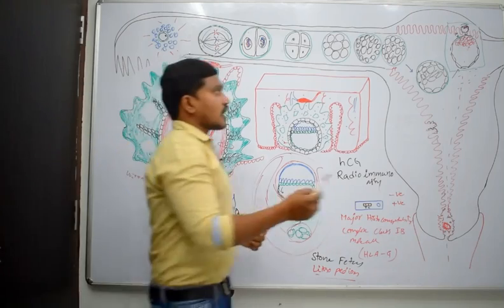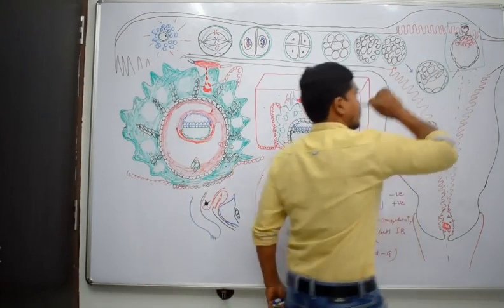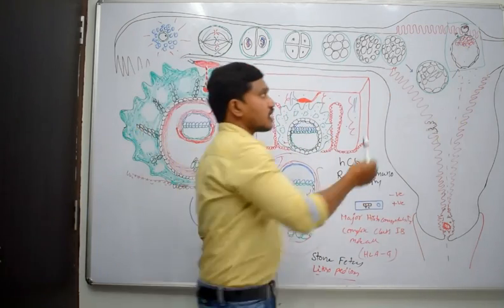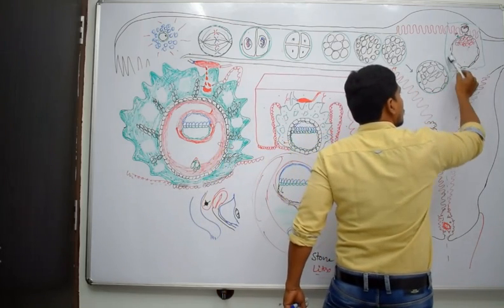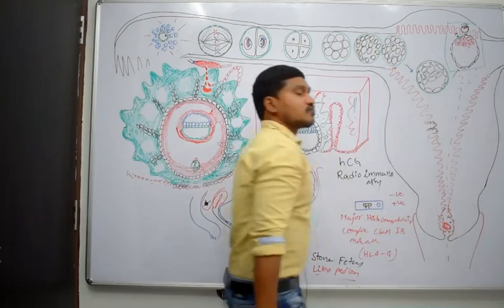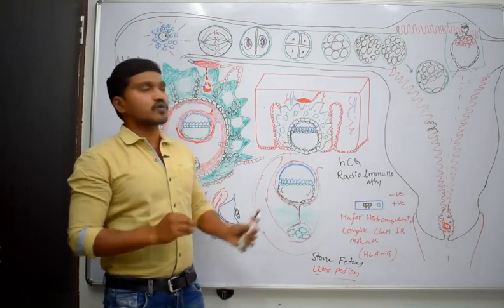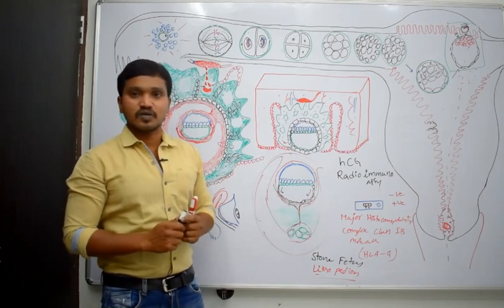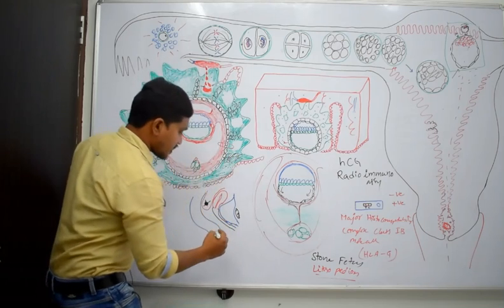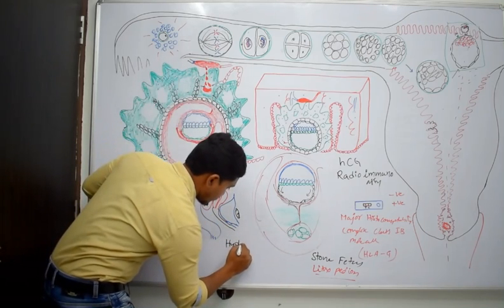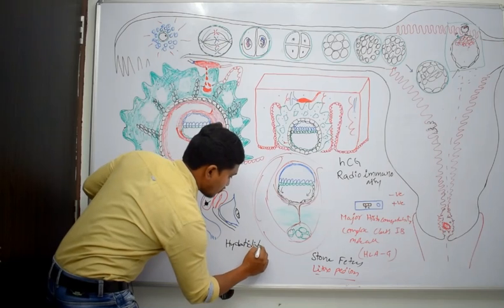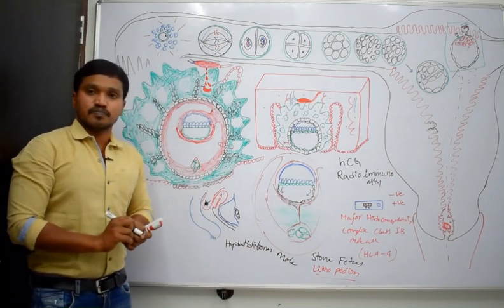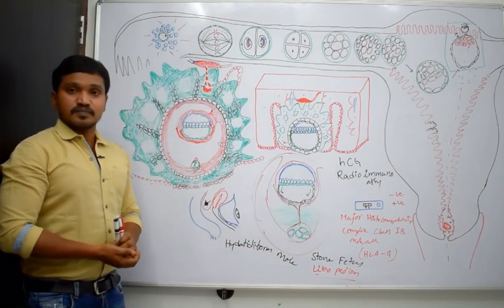Next one is abnormal blastocyst. See here, a normal blastocyst contains trophoblast and embryoblast. Clear? Then what is abnormal blastocyst? Abnormal blastocyst means only trophoblast will be present and the embryoblast will be absent or a very little amount of embryoblast will be present, right? So that type of blastocyst, we call Hydatidiform mole. Hydatidiform mole, right? Why will it happen?